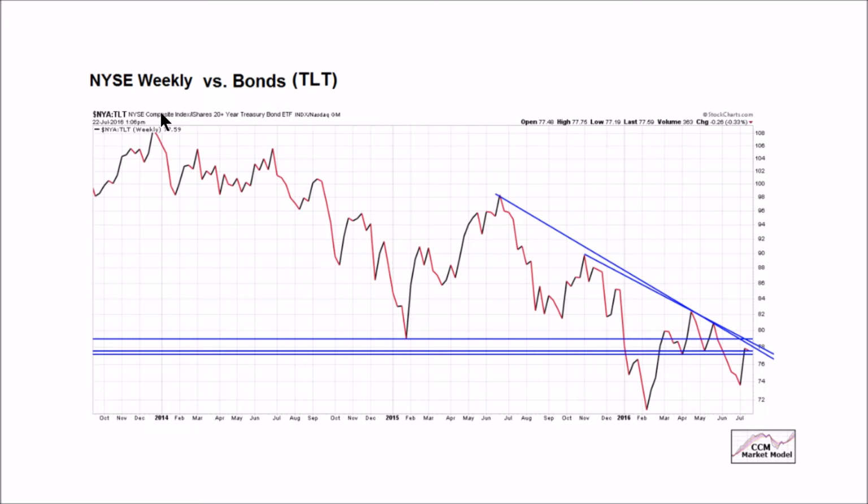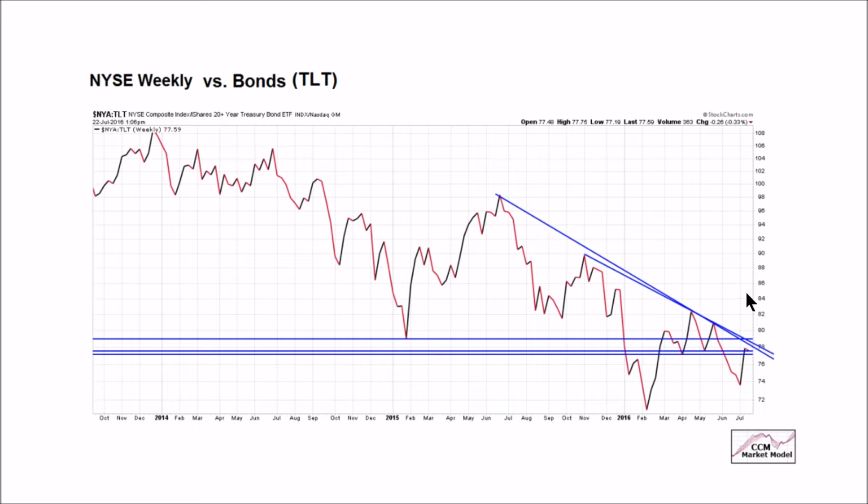This is the broad NYSE versus long-term treasury bonds, or TLT. This is a weekly chart here. This is the peak in 2015. And you can see it really hasn't broken out yet in a meaningful way. That may happen, but it hasn't happened yet. We'll learn something either way.